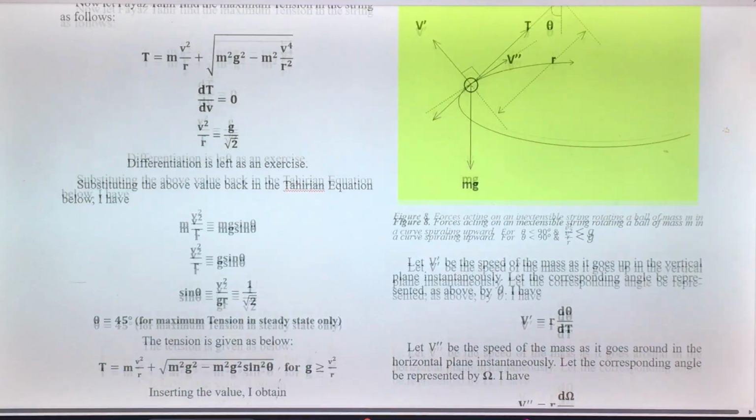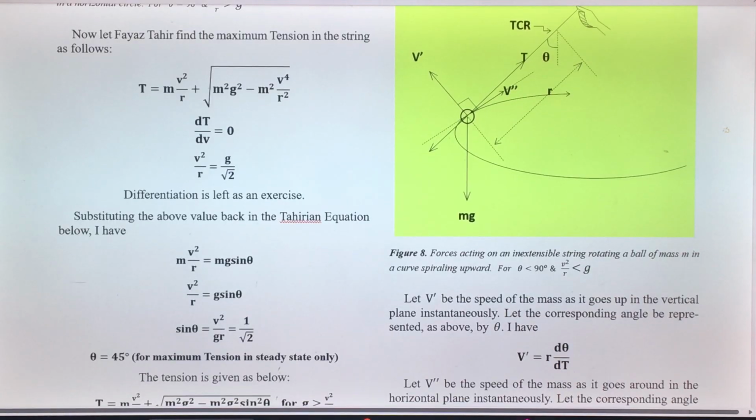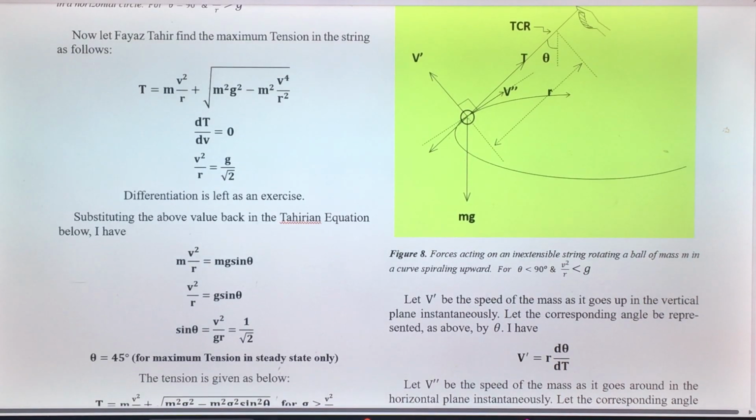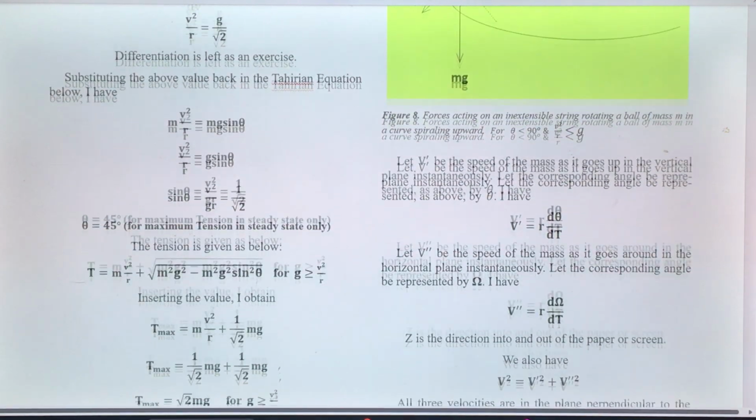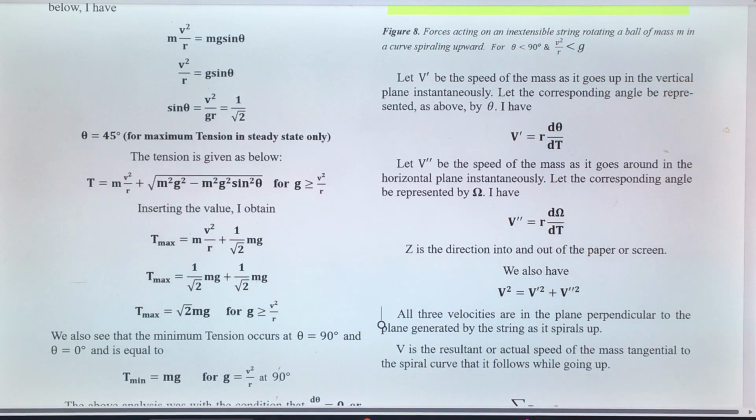Very simple, guys. V prime is in the plane containing v prime and the string, and v double prime is in the plane containing v prime and v2 prime. Both planes are orthogonal to each other. Let v2 prime be the speed of the mass as it goes around in the horizontal plane instantaneously, into the paper, into the plane of the paper, into the screen.